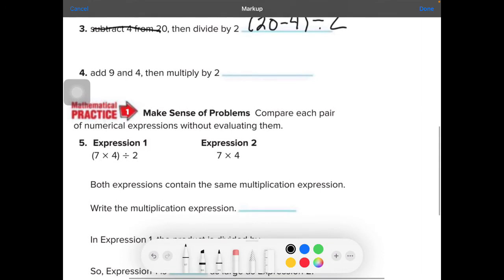Number 4, add 9 and 4, then multiply by 2. Okay, usually in PEMDAS we do multiplication first, so we probably should put this in parentheses when we write it out. So, parentheses, we're going to add 9 plus 4. Okay, we did that. Now we need to multiply by 2.